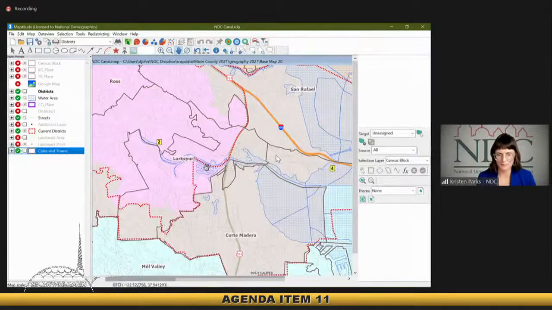Thank you. And the other question I had for Kristen, I believe you mentioned with the canal map, there were a couple other minor changes, and I thought maybe you could mention those. I believe a precinct in Larkspur actually shifts from District 4 to 2. Yeah, and you can actually see that right here on the screen. Again, the red dotted line is the current district boundaries, and the shaded are the proposed.